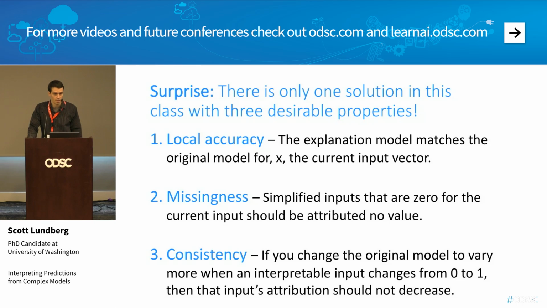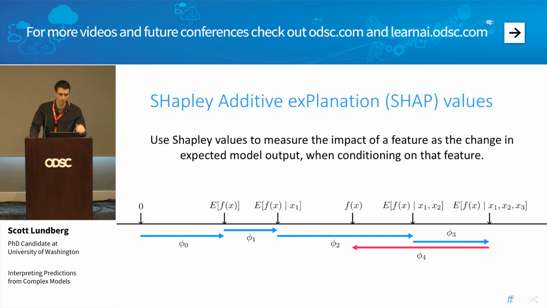So under these three, I would hope, fairly natural criteria, it turns out that there's only one set of solutions, and they come from these Shapley values in game theory. Okay? So these methods that were leveraging these Shapley values are consistent with these. The ones that are not do not actually follow these properties.